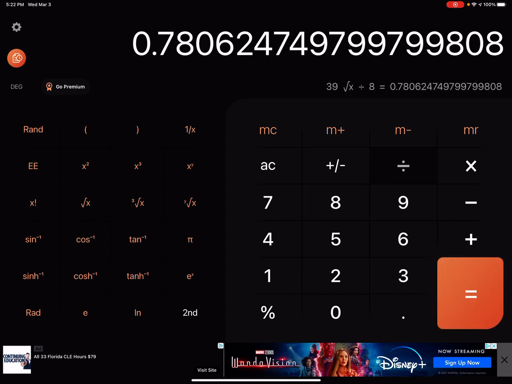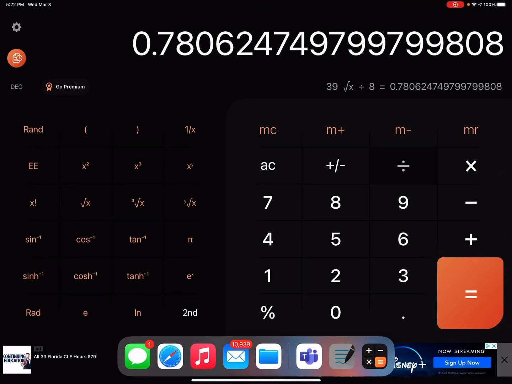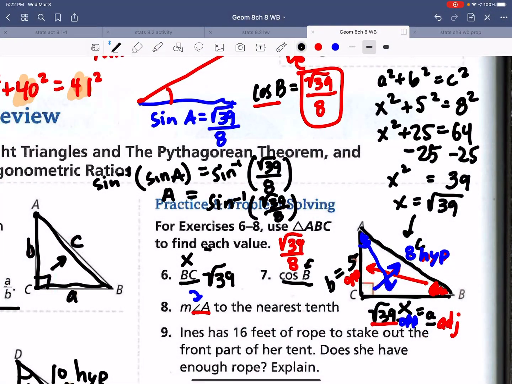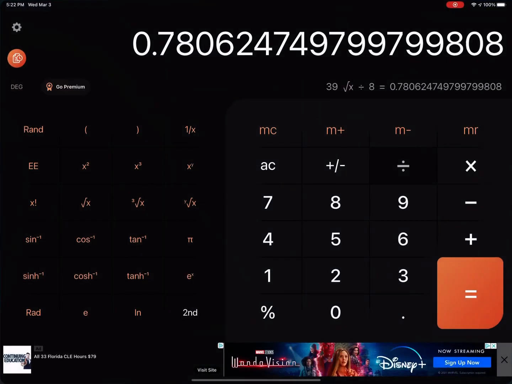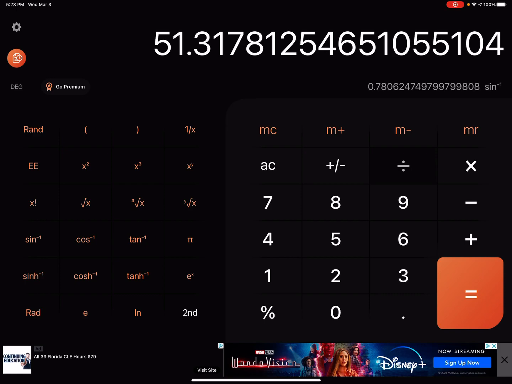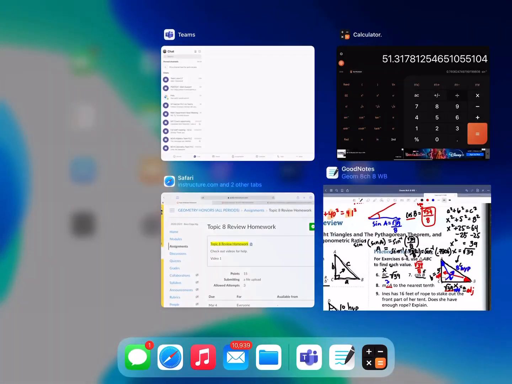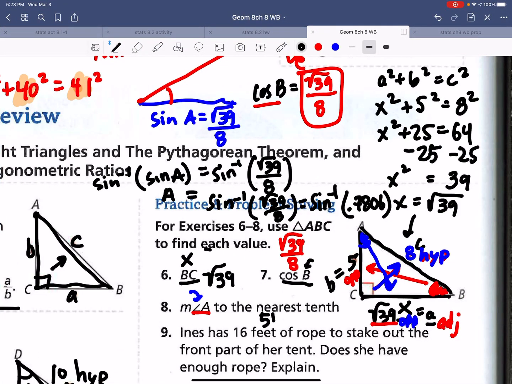Okay, so 0.7806. That's the inverse sine of that, 0.7806. Okay, so what's the inverse sine of that? I get 51.3 degrees. And they said, leave your answer to the nearest tenth.